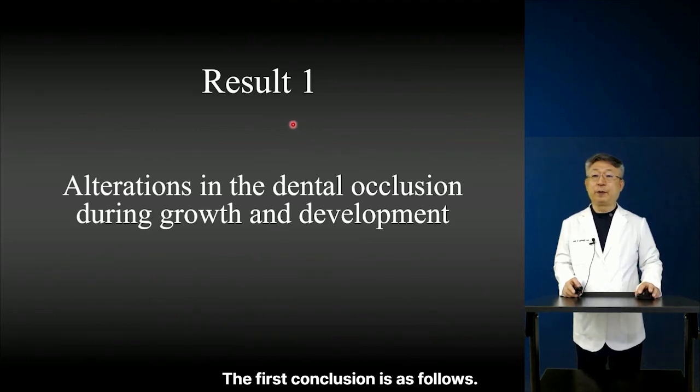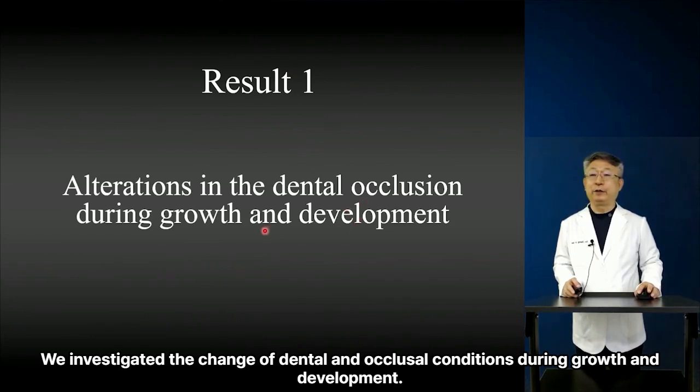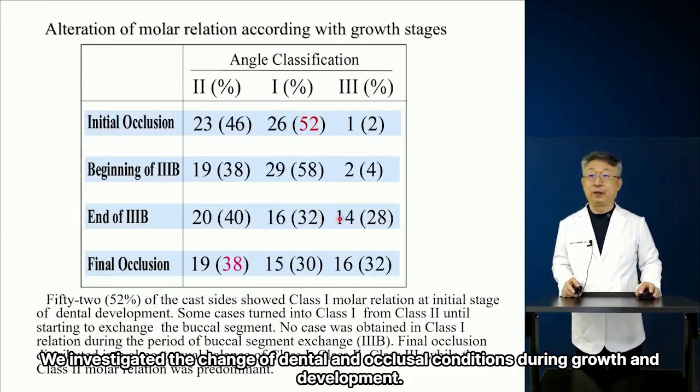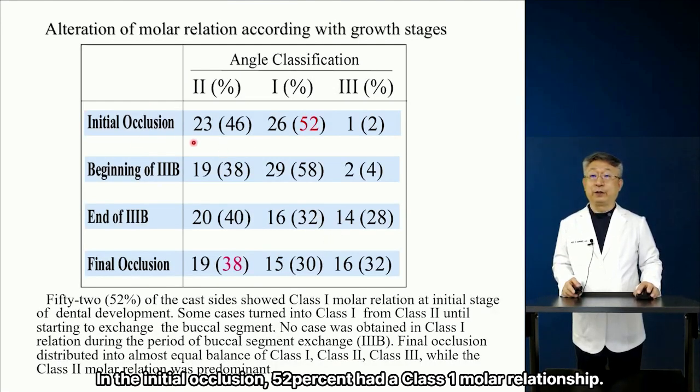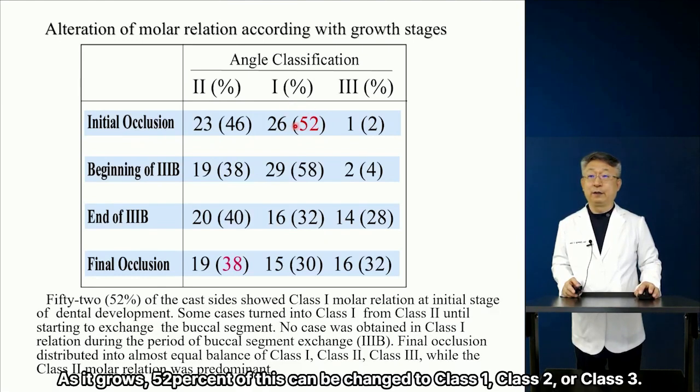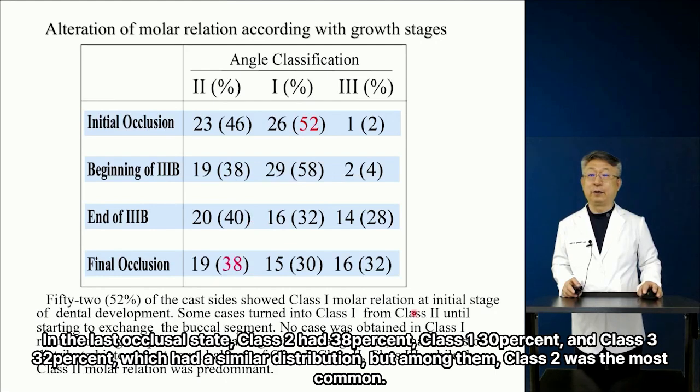The first conclusion is as follows. We investigated the change of dental and occlusal conditions during growth and development. In the initial occlusion, 52% had a class 1 molar relationship. As it grows, 52% of this can be changed to class 1, class 2, or class 3. In the last occlusal state, class 2 had 38%, class 1 30%, and class 3 32%, which had a similar distribution, but among them, class 2 was the most common.